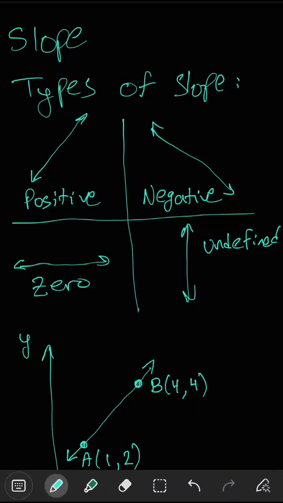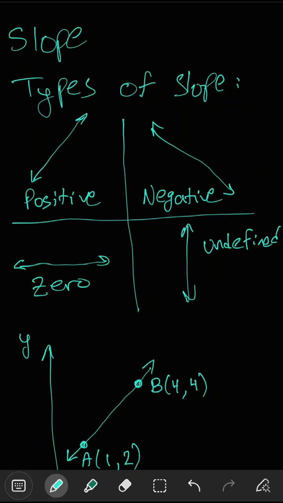Okay, let's talk about slopes. Before we even get into an equation, we have to think about the different types of slopes. If you have a line that's increasing like this, we say this type of line has a positive slope. If you have a line that's decreasing like that, we say this type of line has a negative slope. If you have a horizontal line, we say this type of line has a zero slope. And if you have a vertical line, we say this type of line has an undefined slope.